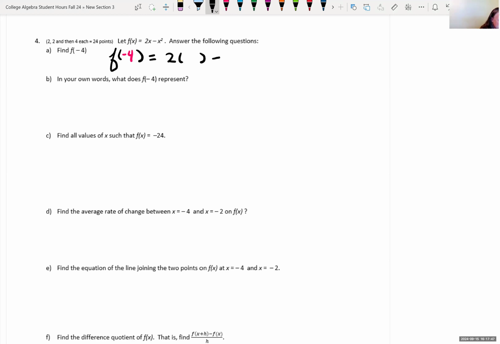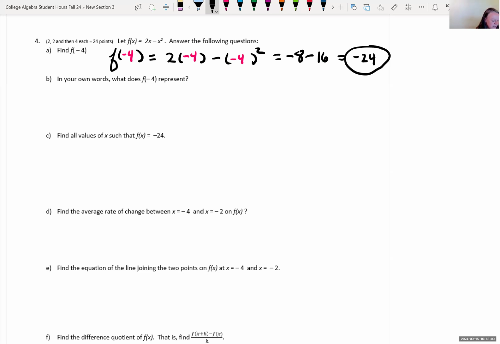So 2 parentheses minus parentheses quantity squared, putting in -4 inside the parentheses, using order of operations to help me simplify this. 2 times -4 is -8, minus -4 quantity squared is 16. -8 minus 16 gives me back -24.